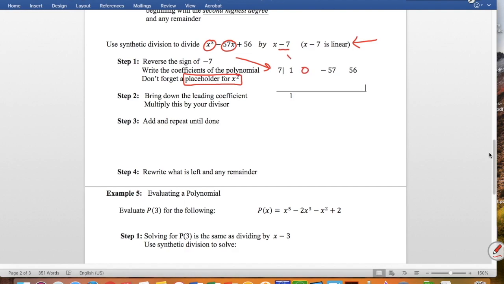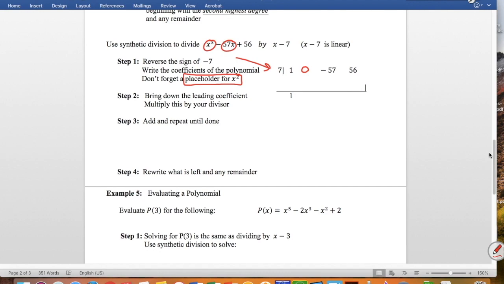So now here would be my x cubed. Here's my x squared coefficient. Here's my x coefficient, or my x to the first, and here's my x to the 0 coefficient. Just reminding you of that. So make sure you have that 0 in there. Don't forget that step. Bring down your leading coefficient, multiply it by your divisor.